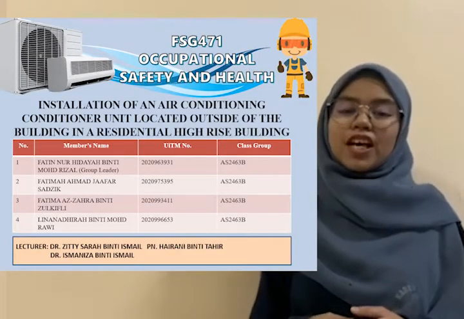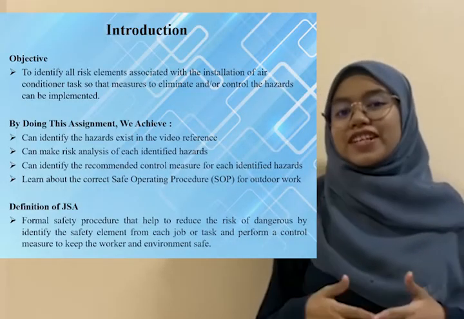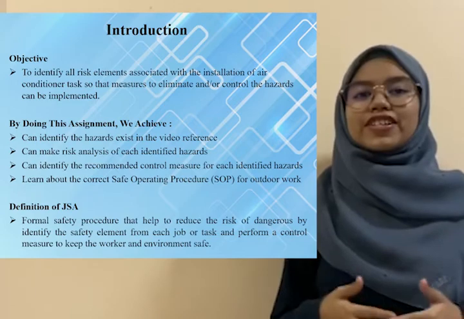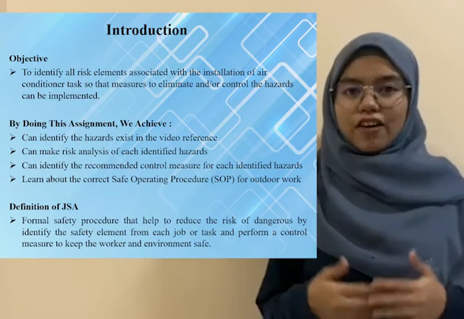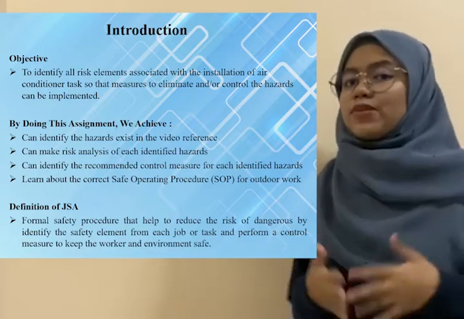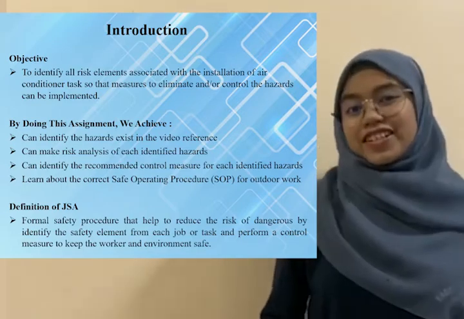Today I would like to present about the installation of an air conditioner unit located outside of the tall building. The objective for this assignment is to identify all the risk elements associated with the air conditioner task so that measures to control or eliminate the hazard can be implemented. By doing the assignment, we are able to achieve 4 things according to the slide shown.